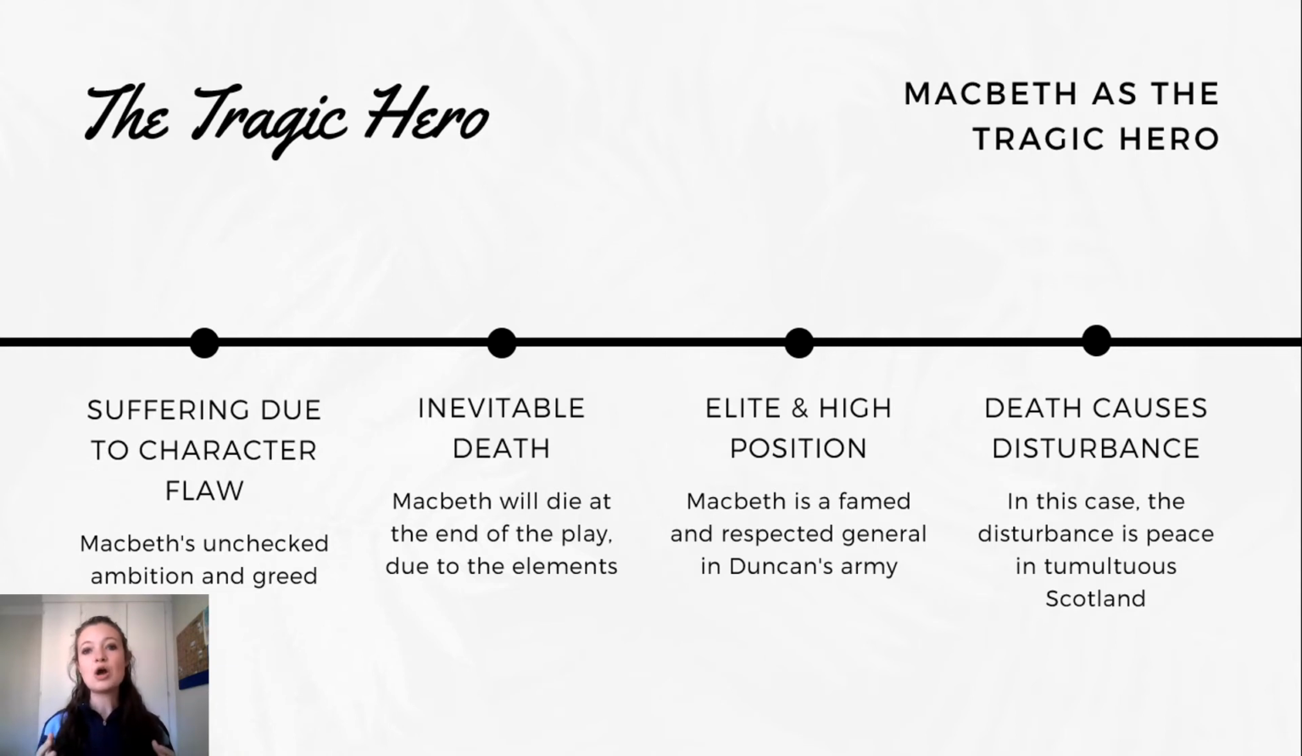And so Macbeth will die at the end of this play due to the tragedy elements. So a tragic hero usually is one of an elite and high position, and Macbeth is a famed and respected general in Duncan's army. He holds an elite and high position in Scotland. And the death causes a disturbance. Now in this case, Macbeth's death causes a disturbance in that Scotland is once again at peace. That is the disturbance, that the turmoil has been disturbed.